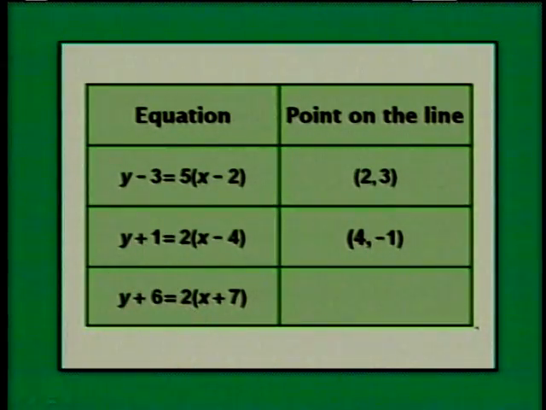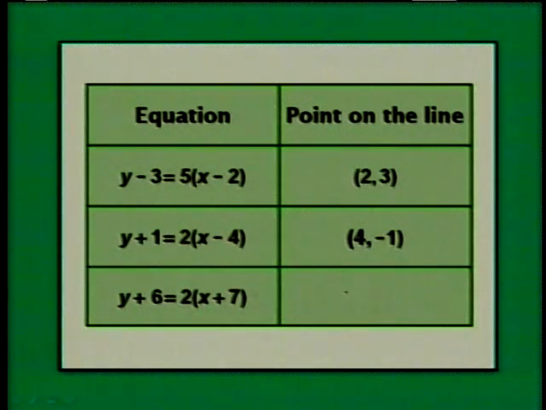So we just looked at a couple of equations here. In the equation y minus 3 equals 5 times the quantity x minus 2, we said (2, 3) was a point on the line. In the equation y plus 1 equals 2 times the quantity x minus 4, we said (4, -1) was a point on the line. What about the equation y plus 6 equals 2 times the quantity x plus 7?